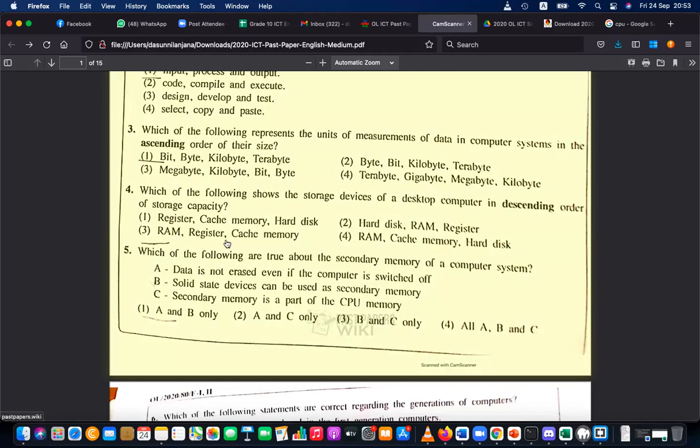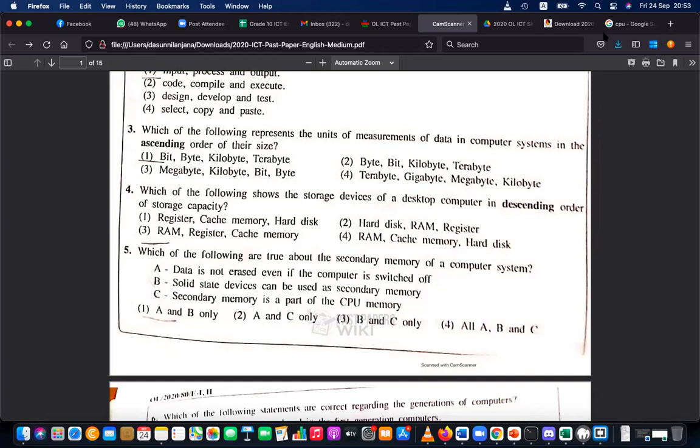RAM, register, cache memory. No. Register is smaller than RAM, and cache is also smaller than RAM. But between register and cache, the cache is bigger than registers. RAM, cache memory, hard disk. The cache memory is smaller, but hard disk is bigger. Okay, let me show these examples.